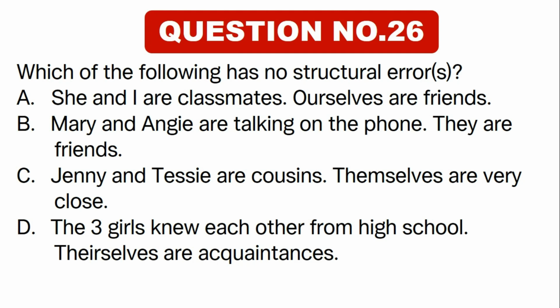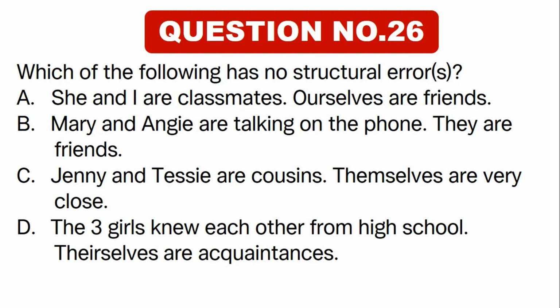26. Which of the following has no structural error or errors? A. She and I are classmates. Ourselves are friends. B. Mary and Angie are talking on the phone. They are friends. C. Jenny and Tessie are cousins. Themselves are very close. Letter D. The three girls knew each other from high school. Themselves are acquaintances. So which one has no structural error or errors?